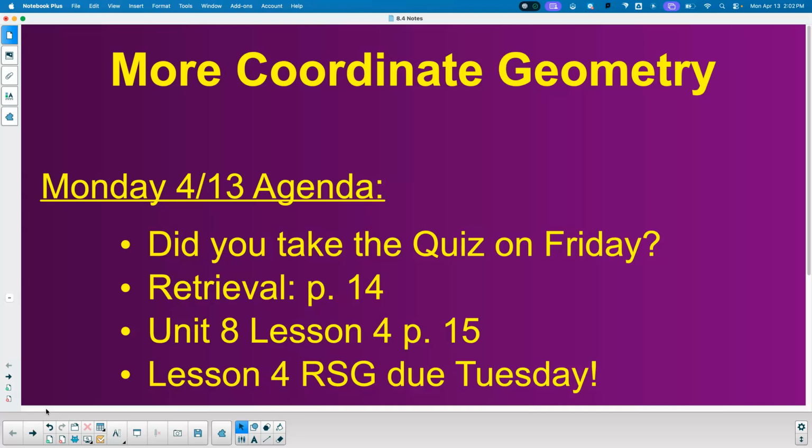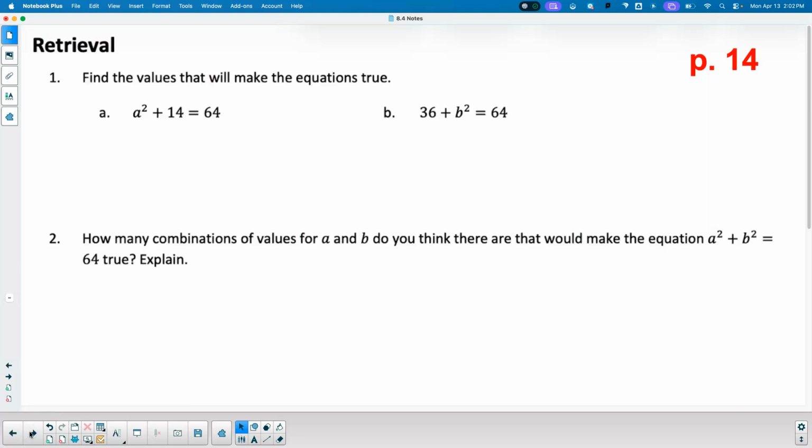So let's jump into the retrieval. We're gonna do one of them in number 1. We're gonna skip number 2, and then I'm gonna turn you loose and have you do number 3. Okay. So if I'm looking at letter A here, if I want to find the values that will make the equations true, that means I need to solve for A. I need to get A all by itself. So 14 is being added, so I'm going to subtract 14 from both sides. That's going to give me A squared equals 50.